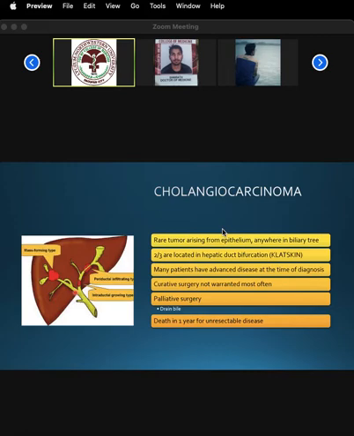many patients have advanced disease at the time of diagnosis because they present with jaundice. And when they have jaundice, it will just tell you that there's an obstruction there in the hepatobiliary tree. Now, because of that, curative surgery is not warranted most often. All we could do is bypass the point of obstruction, no? By doing palliative surgery and draining the bile, at least to prevent the patient from developing liver failure and cholangitis. Now, death occurs in 1 year for unresectable diseases.